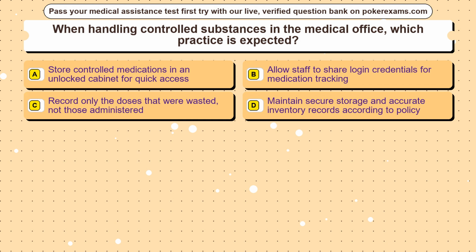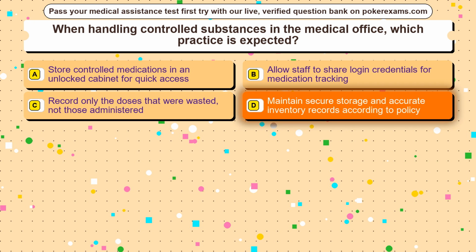Question 96. When handling controlled substances in the medical office, which practice is expected? Option A, store controlled medications in an unlocked cabinet for quick access. Option B, allow staff to share login credentials for medication tracking. Option C, record only the doses that were wasted, not those administered. Option D, maintain secure storage and accurate inventory records according to policy.